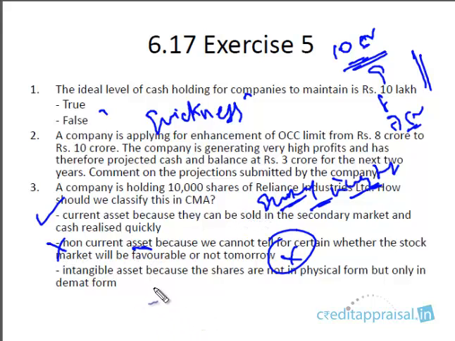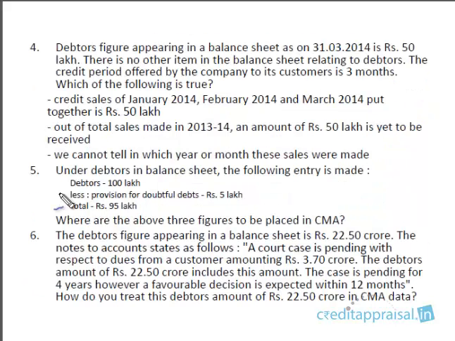Third option is intangible asset, because shares are not in physical form but only in demat form. Even if it is in demat form, that doesn't make it an intangible asset. Intangible assets are something different, right? We discussed about them. So the correct option is the first option.